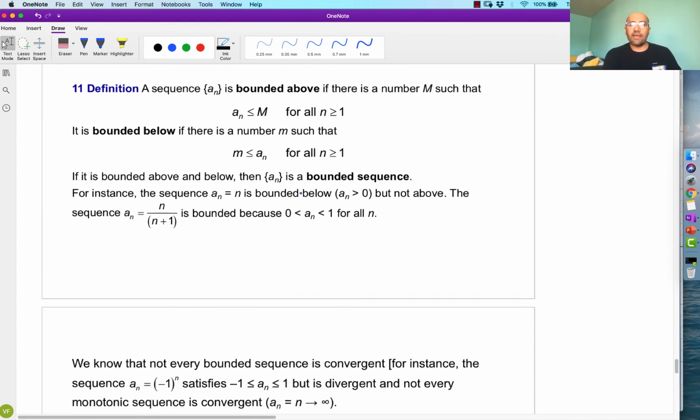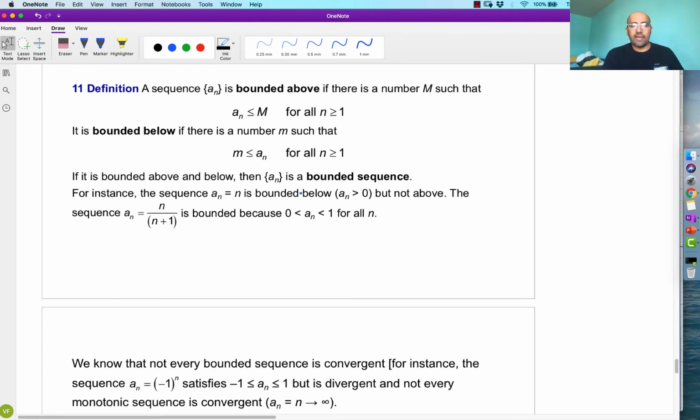A sequence a sub n is bounded above if there is a value capital M such that every value in our sequence a sub n is less than or equal to capital M. It is bounded below if there is a lower m such that every value in my sequence is greater than that lower m value for n greater than or equal to 1. So if it is bounded above and below, then the sequence is said to be a bounded sequence.